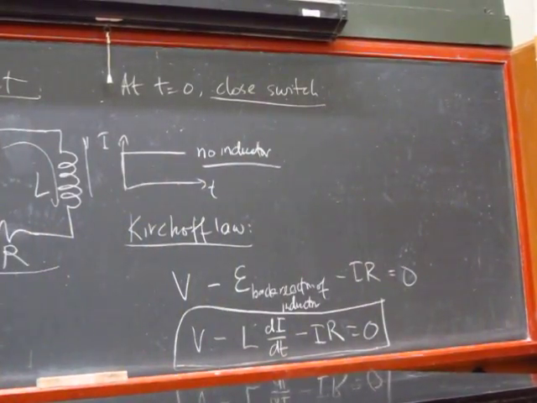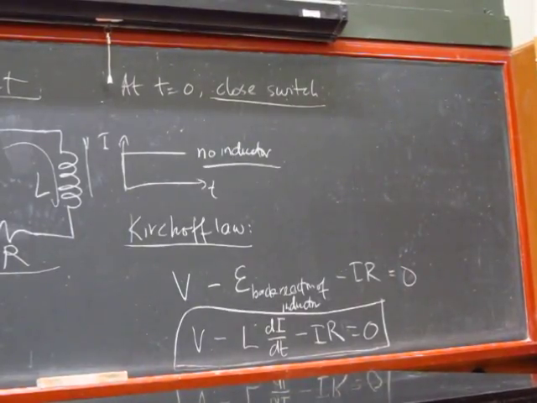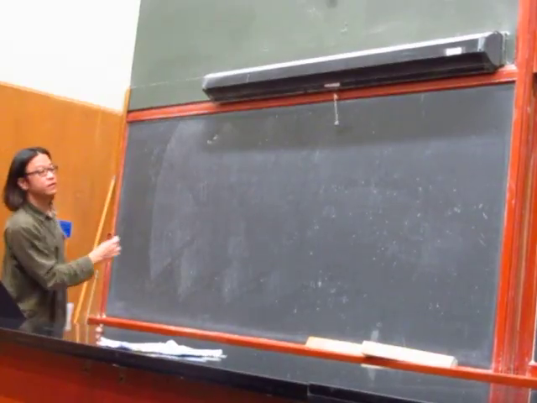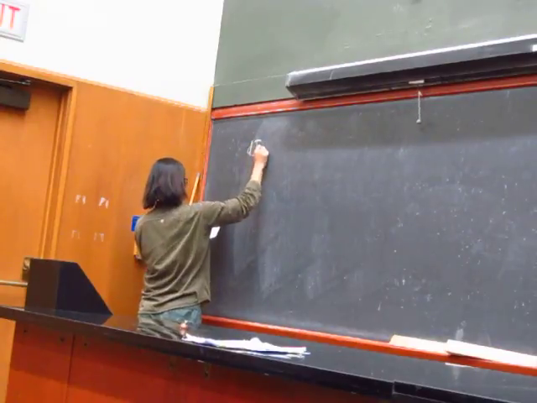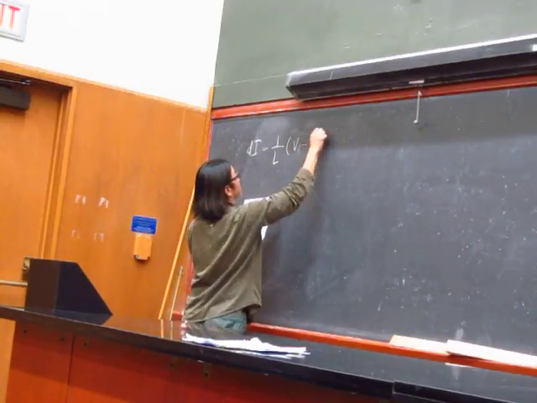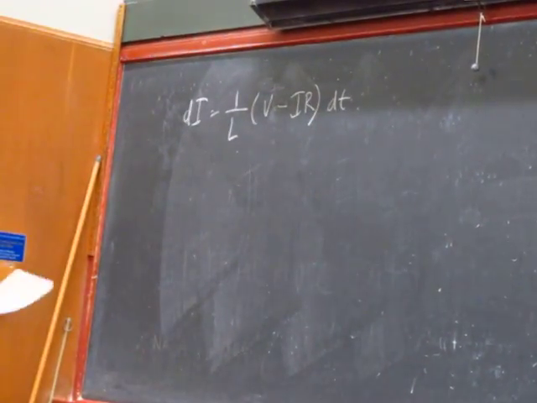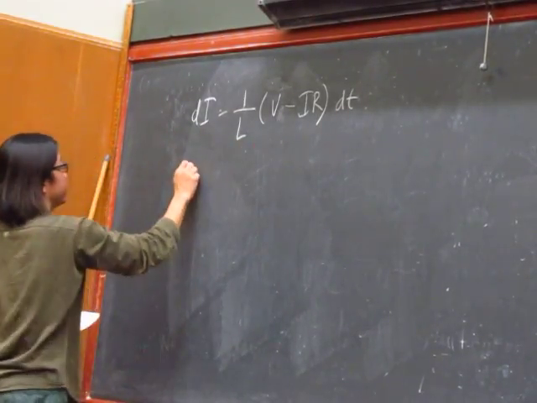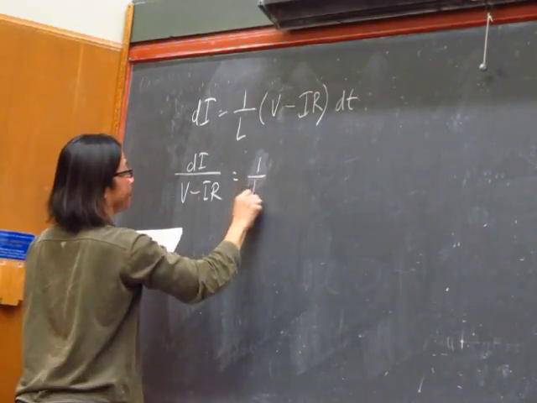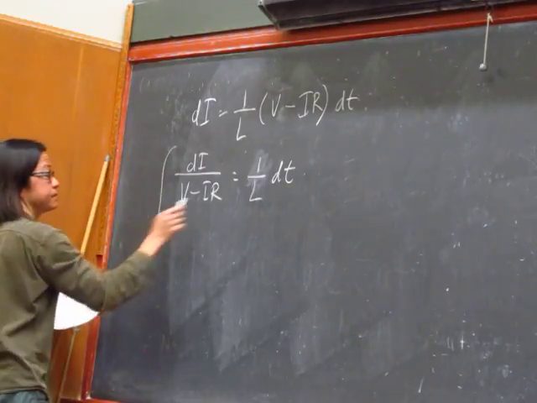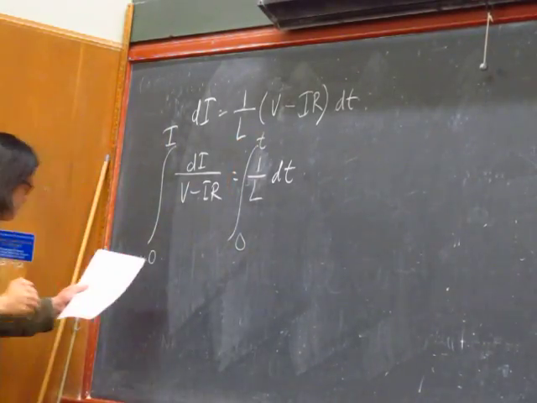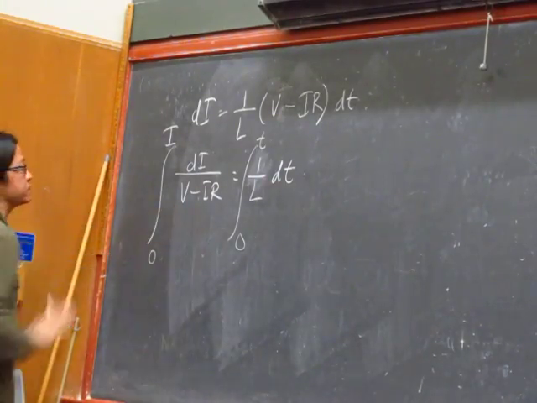Okay, so let's try to solve for the current. If you look at that equation, you have dI/dt equal to 1 over L times (V minus IR). Rearrange the equation, put all the I on the left-hand side: dI over (V minus IR) is equal to dt over L. And integrate both sides, from current equal to 0 to the final current, and from time 0 to final. When you do this integral with the right kind of substitution, this gives you a log.